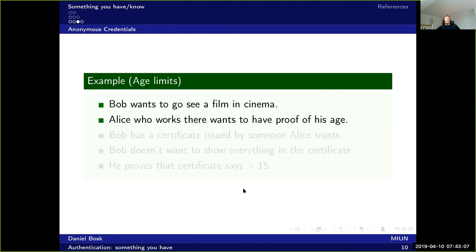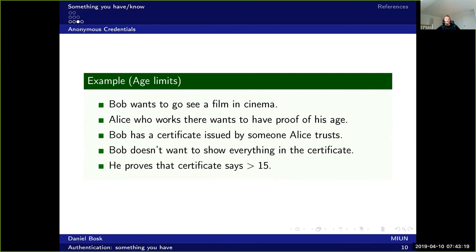So if we go back to the example of Bob going to the cinema, when he wants to go see a film in the cinema, Alice, who works there, wants to have a proof of his age. Now, Bob has a certificate issued by someone Alice trusts. So for instance, Bank ID, which is issued by the banks, and Alice probably trusts that. And then Bob doesn't want to show everything in this certificate because it has a lot of information. So he can just use this anonymous credential system to prove that the certificate says that he's older than 15. Now, of course, this isn't implemented in Bank ID, but it would be rather easy to tweak it to include this type of system. And this can, of course, be implemented in individual standalone services as well.